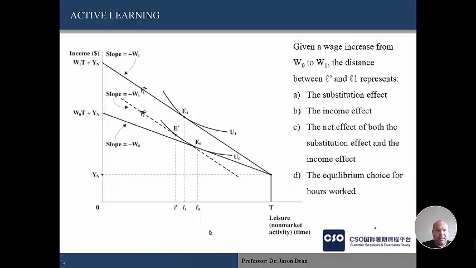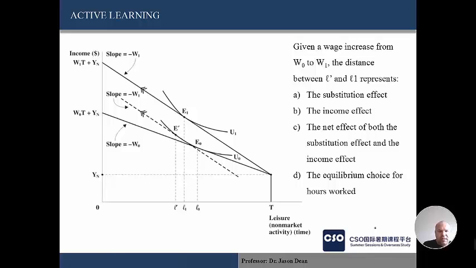So here we have our model. We have illustrated here an increase in the wage from W0 to W1. Okay, and the question is saying, given a wage increase from W0 to W1, the distance L prime to L1 represents what? A substitution effect, an income effect, the net effect of both the substitution and the income effect, or the equilibrium choice for hours worked.